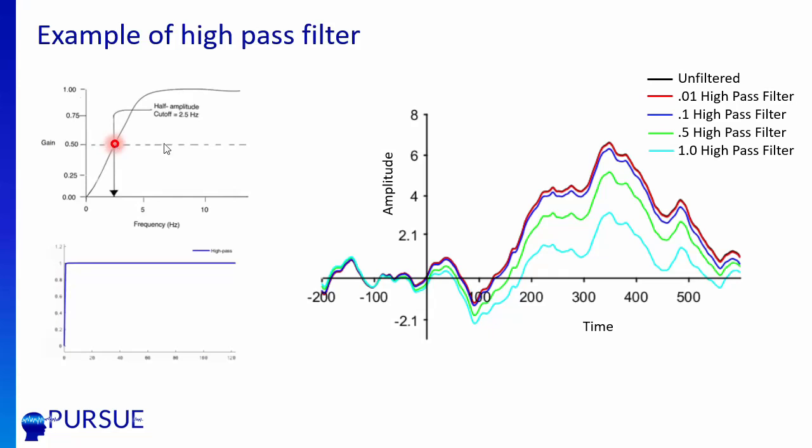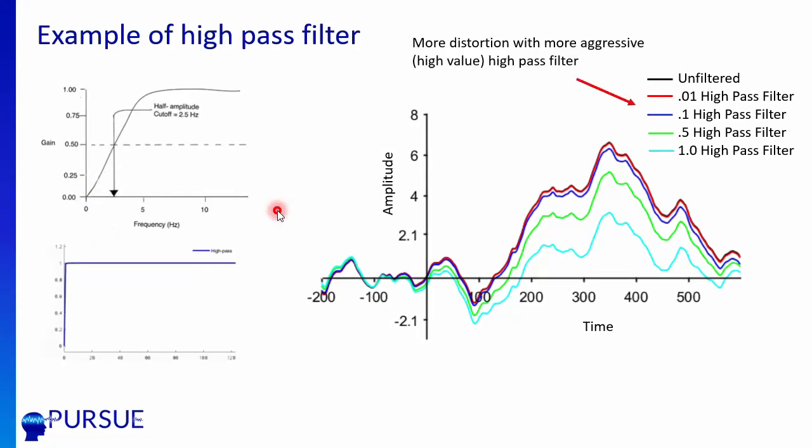So for example, if you used a high pass filter with 2.5 hertz, what that means is at 2.5 hertz, the gain is 0.5, right? It doesn't mean that nothing below 0.25 hertz is going to be passed through. It will, but just at a lower gain.